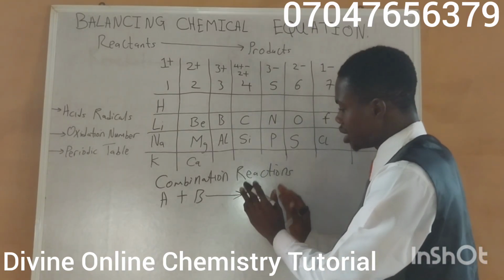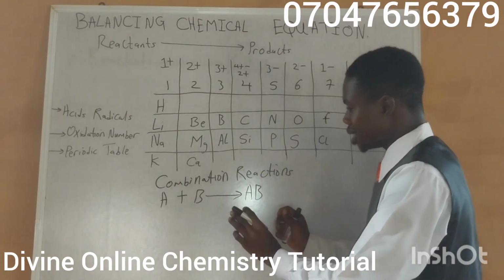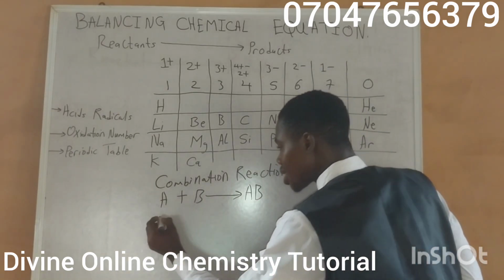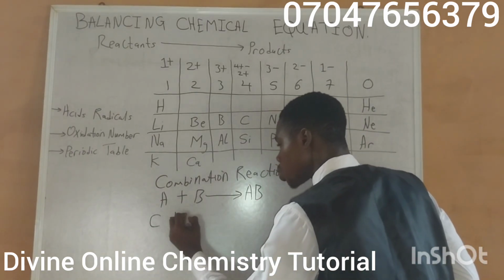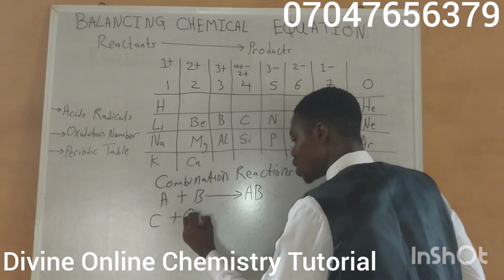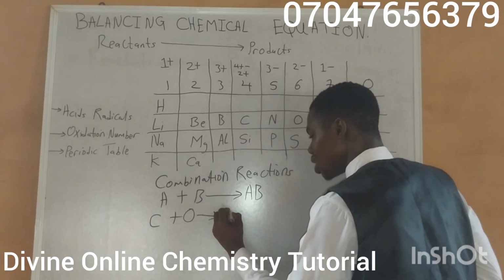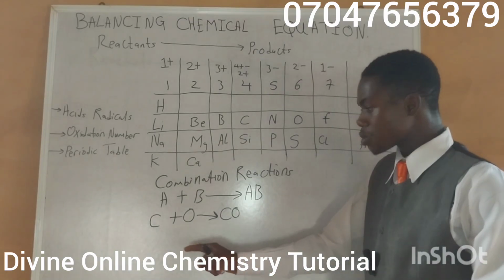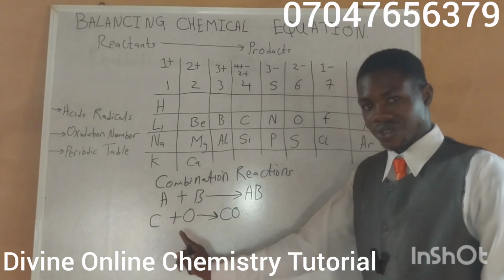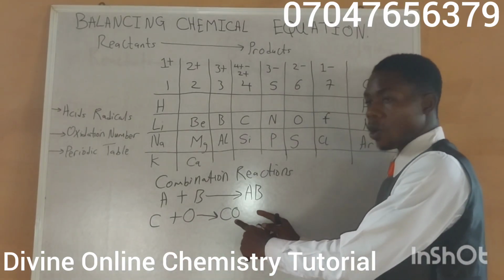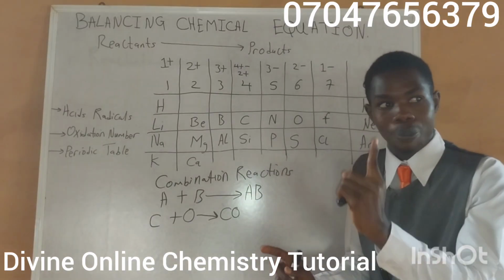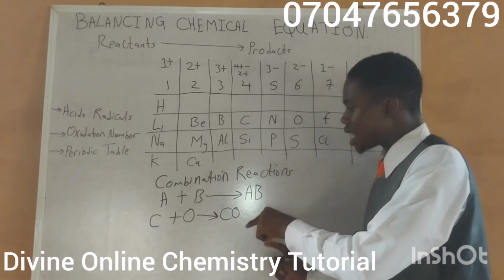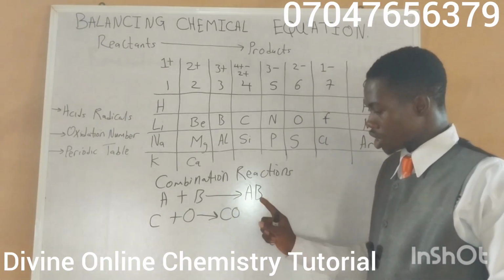Now, having explained this, let's use elements to illustrate. For example, carbon plus oxygen reacting together will give us CO2, which is carbon dioxide. Are you seeing it now? So carbon plus oxygen react together to form carbon dioxide, just one single compound formed at the product side. This is what a combination reaction is talking about.